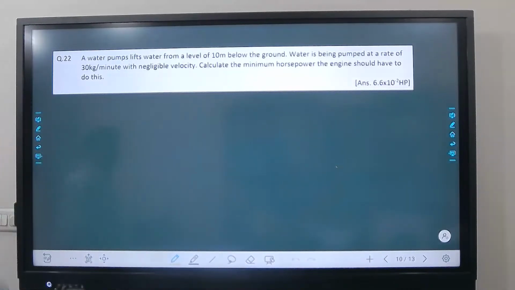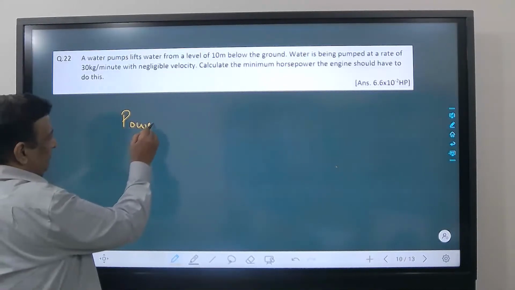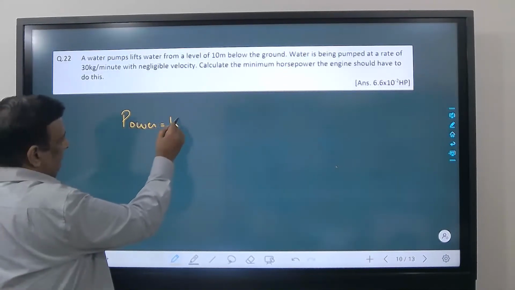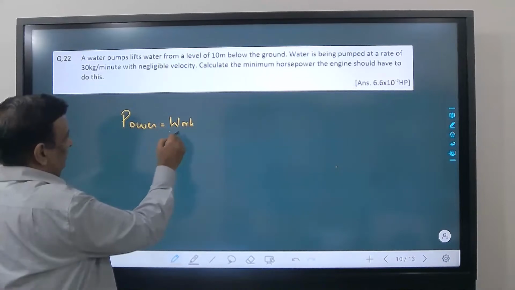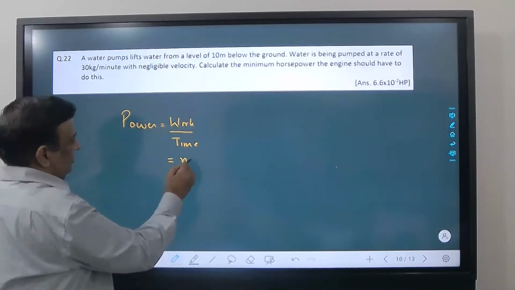A water pump lifts water from level 10 meter below the ground. Water is being pumped at a rate of 30 kg per minute. Horsepower required. Power is work upon time. Work is done to increase the potential energy.